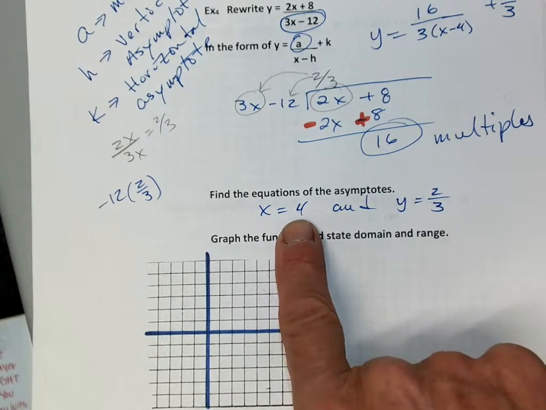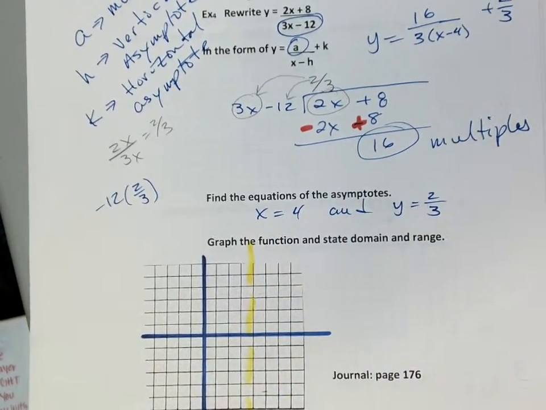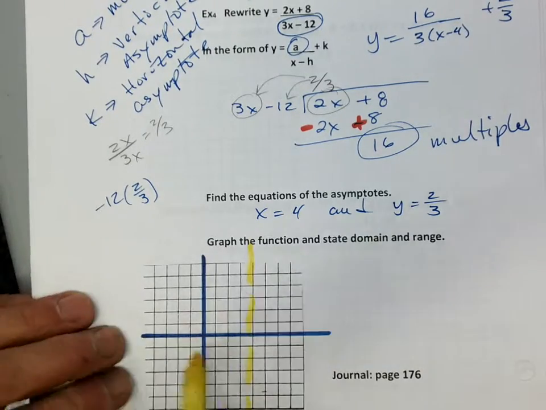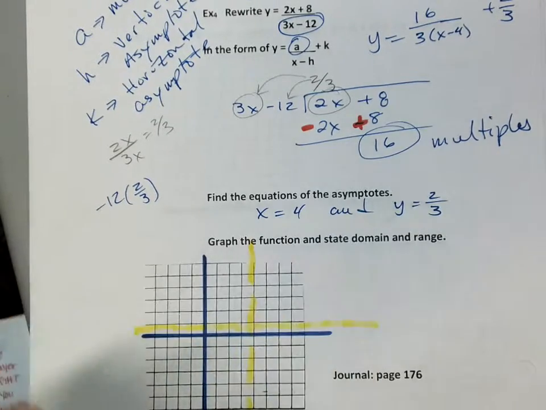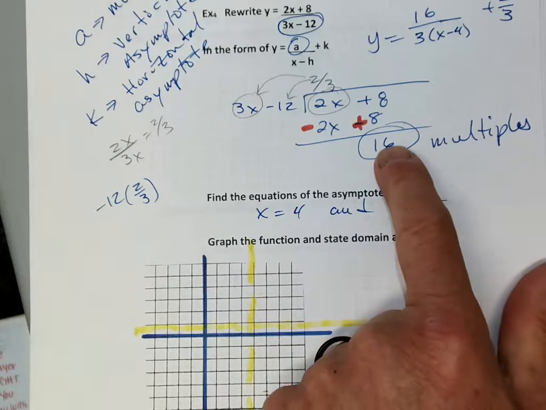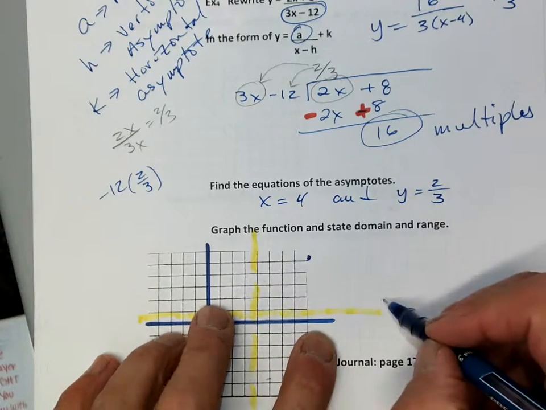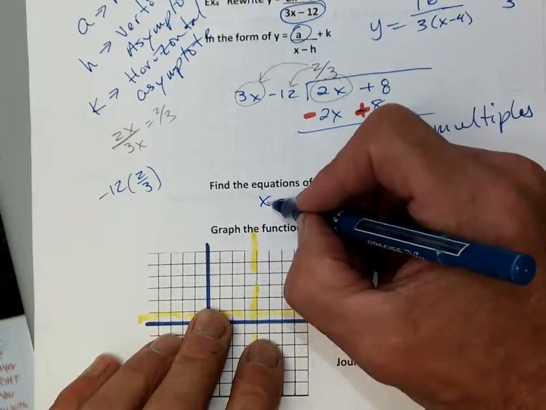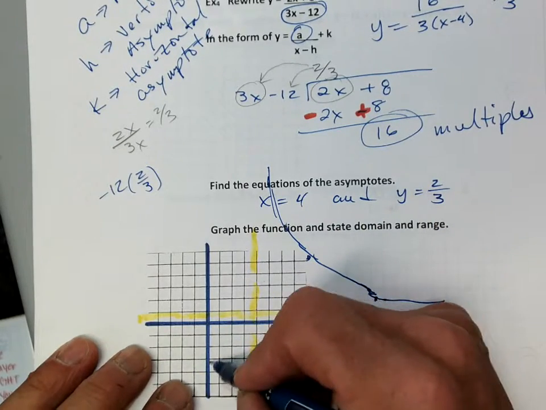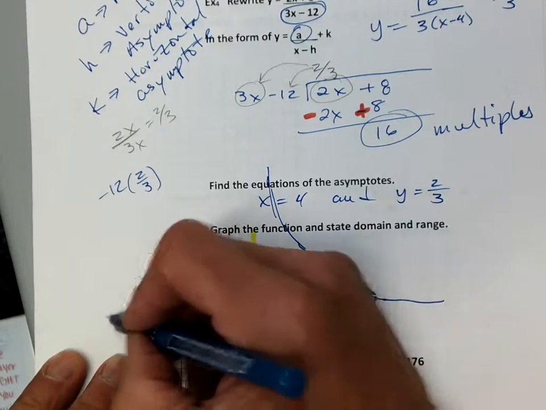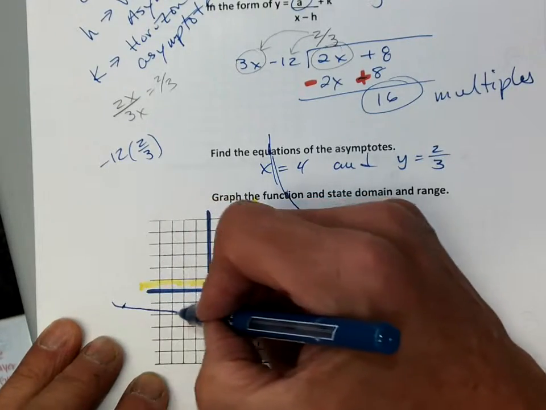Vertical asymptote, right? 1, 2, 3, 4. Vertical asymptote, okay? Horizontal asymptote at 2/3, so it's just barely right there. Multiples of 16, positive 16: 4 and 4, 16, let's see, 8 and 2, 2 and 8. So the graph looks something like this. Negative 4, negative 4, negative 8, and negative 2, negative 2, and negative 8. My equation looks something like this.